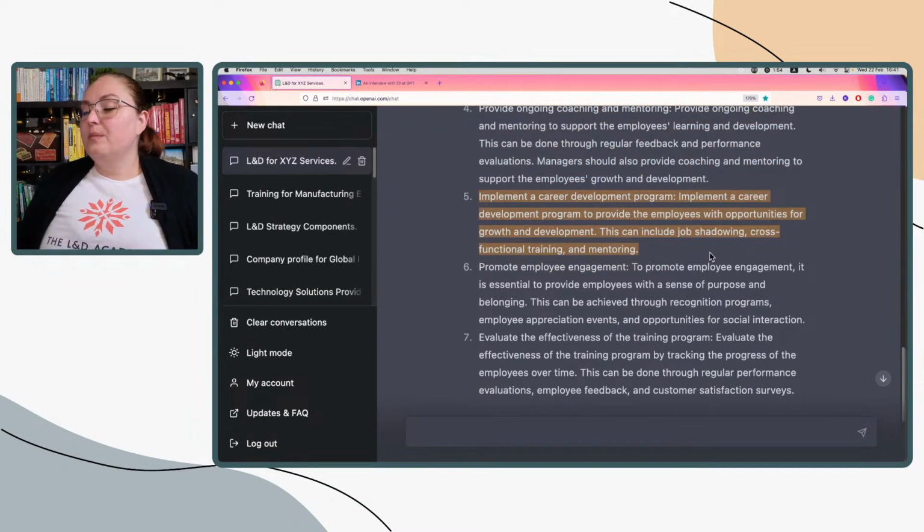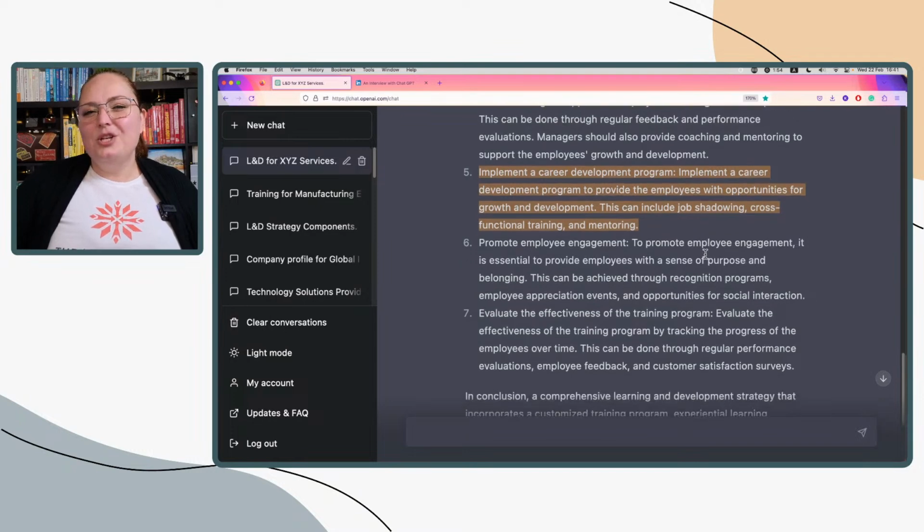Implement a career development program. Implement a career development program to provide the employees with opportunities for growth and development. This can include job shadowing, cross-functional training, and mentoring. Interesting. Definitely interesting.